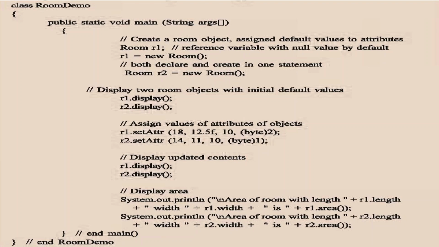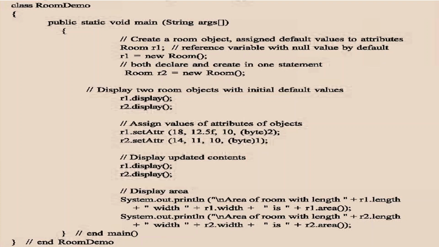Now again comment line display two room objects with initial default value. So now let us see how we can display it. You know that we have already written the display method. So we say r1.display, r2.display. Now this is very interesting for you to understand.